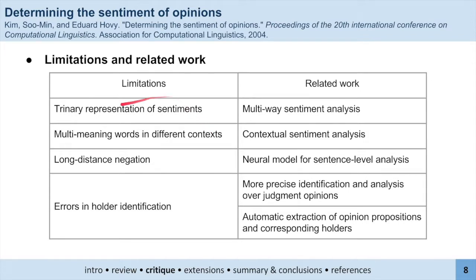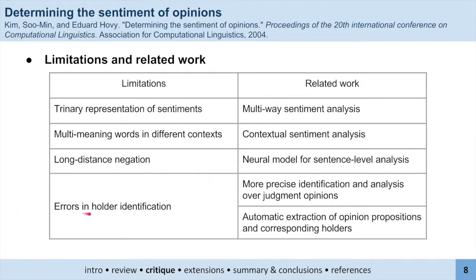To start with, the original paper considers a trinary representation of sentiments, which is not enough in some fields of study. Second, words are often ambiguous in different contexts. Such a problem is not addressed in the original paper, yet entails possibility for potential improvements. Third, long-distance negation is concluded to be very hard to detect in the original paper. In order to solve such a problem, neural models are introduced.